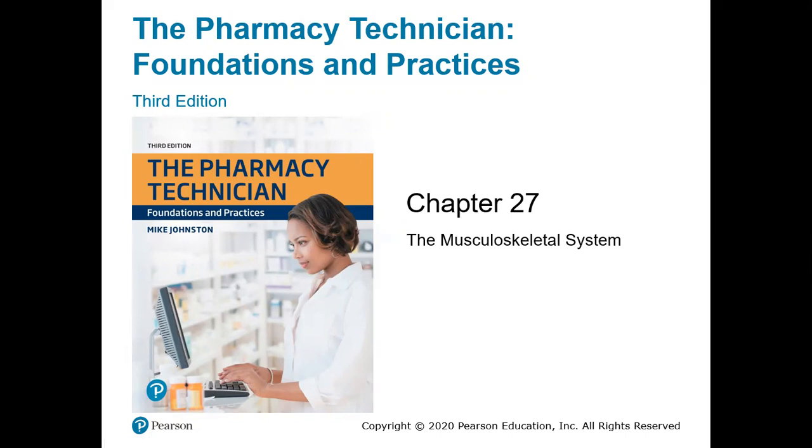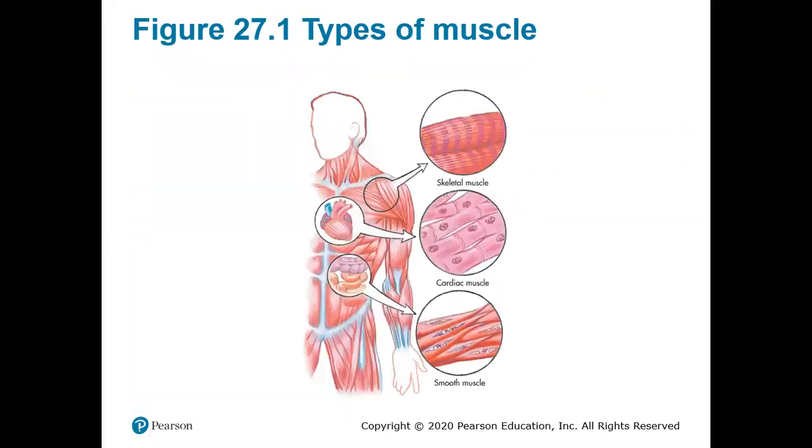So chapter 27 is the musculoskeletal system. It begins on page 417 in the textbook, and the material for the first slide is actually going to begin on page 418. Figure 27-1, again, is on page 418 in the textbook. This is a diagram showing different types of muscles. We have the skeletal muscle, cardiac muscle, and the smooth muscle, and you can see the differences between the three.